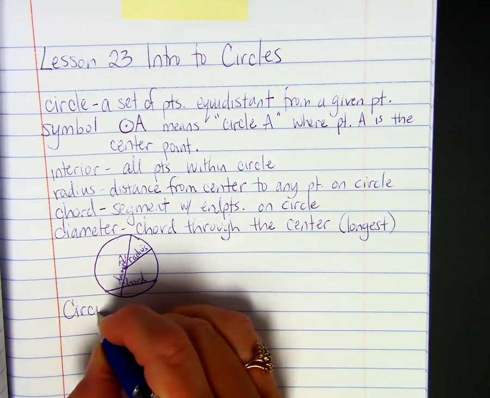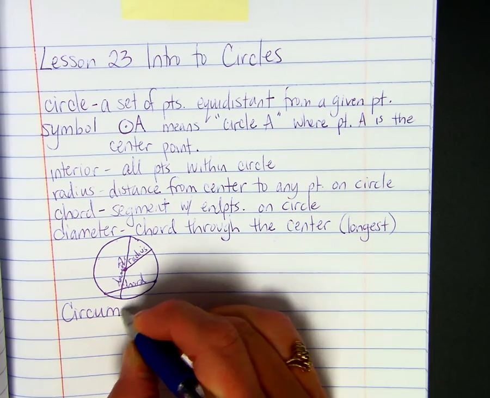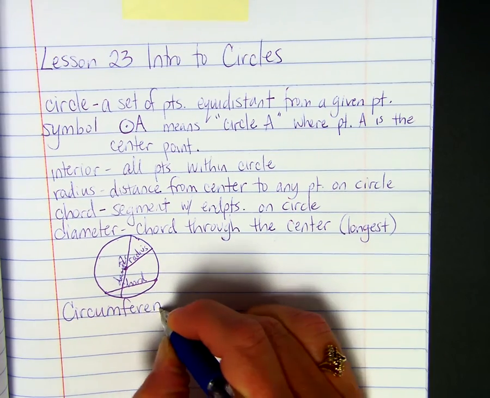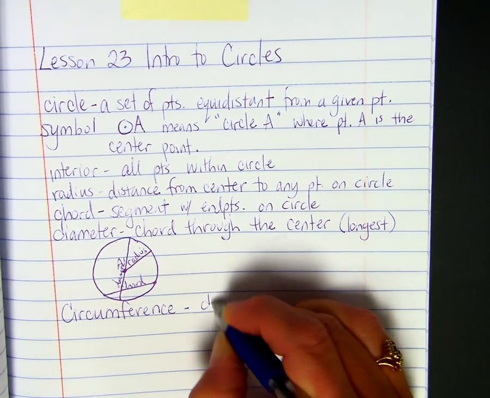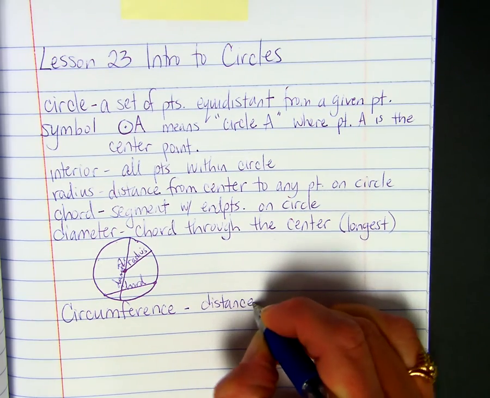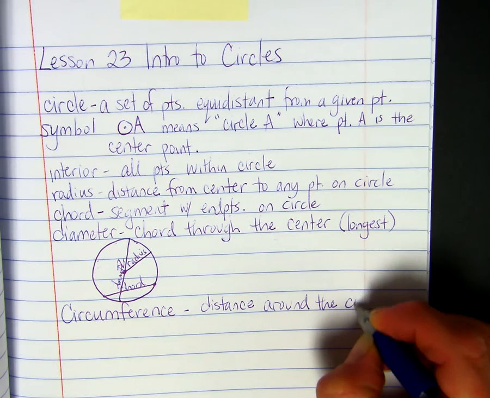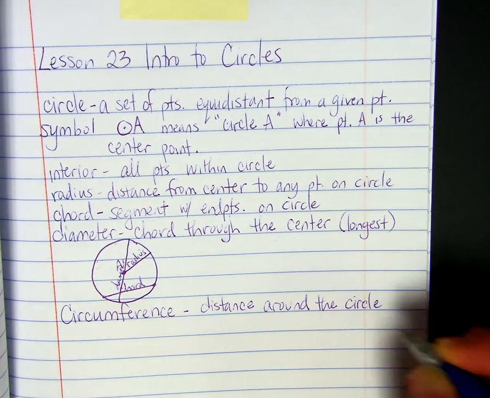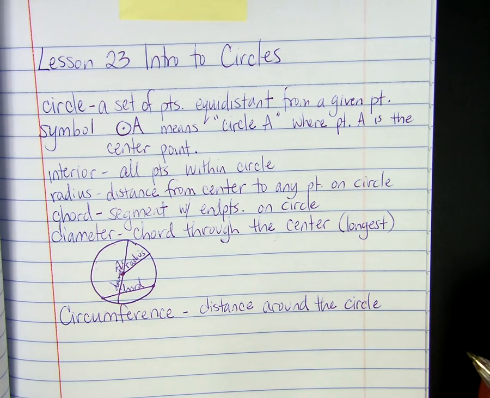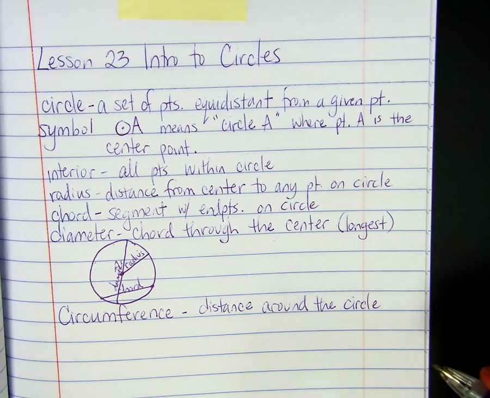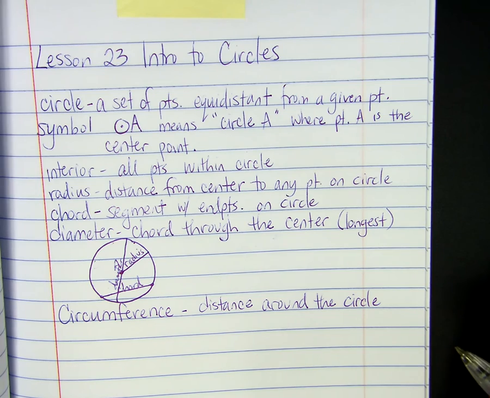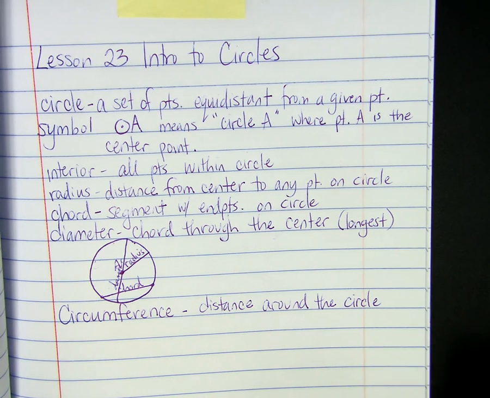So one thing you need to know about circles is we can find the circumference, which is just the distance around the circle. I was just wondering if anyone knows what the circumference of a basketball hoop is. You don't know? I just thought you might know. Diameter like 20 inches. I don't know, that's why I was just wondering.